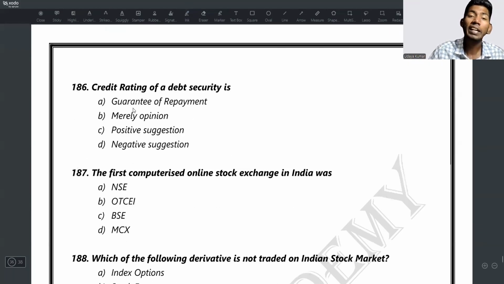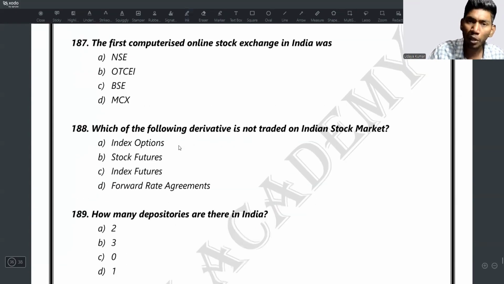Moving to the question 186. Credit rating of a debt security is a guarantee of repayment, merely opinion, positive suggestion, negative suggestion. Which is the right option here? A credit rating is an assessment or opinion provided by a credit rating agency regarding the creditworthiness of a debt security issuer, but it is not a guarantee of repayment. It is rather an indication of the issuer's ability to meet the debt obligation. So it is merely an opinion. Okay, moving to the question number 187. The first computerized online stock exchange in India was, which is what?